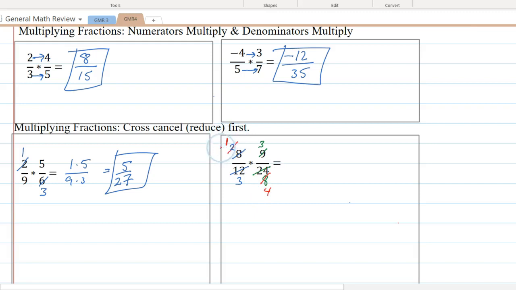Always make sure you put the 1 there. Next, 3's. 3 divided by 3 is 1. 3 divided by 3 is 1. That leaves me with 1 times 1 over 1 times 4. Well, 1 times 1 is 1. 1 times 4 is 4. And I don't have to reduce the end because I've already simplified my fractions.